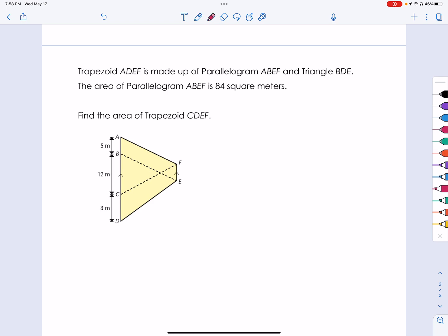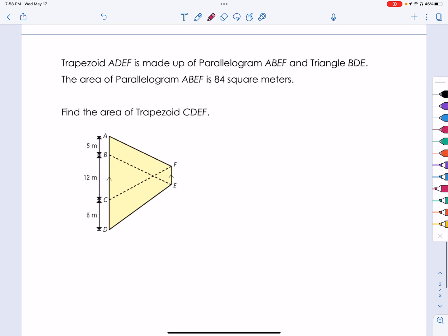So I'm going to highlight things as we go again. Trapezoid ADEF is made up of a parallelogram, ABEF, and a triangle BDE. The area of parallelogram ABEF is 84 square meters. Find the area of trapezoid CDEF. So we need to find C, D, E, and F.